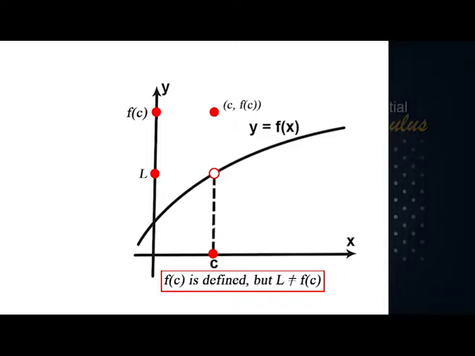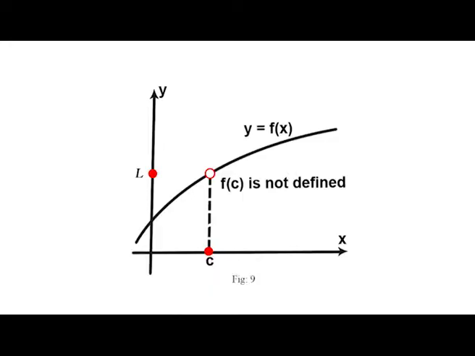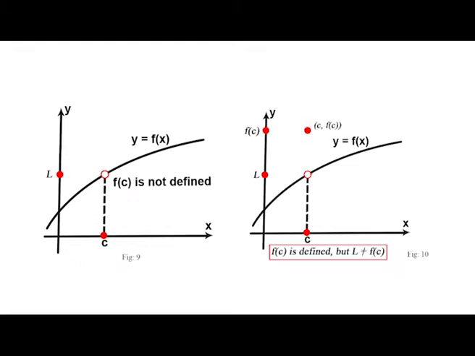More generally, a function f is said to have a removable discontinuity at c if limit of f(x) as x approaches c exists, but f is not continuous at x equal to c due to any one of the following reasons. Either f is not defined at c as in figure 9, or because f(c) differs from the value of the limit as in figure 10. The terminology removable discontinuity is appropriate because a removable discontinuity of a function f at x equal to c can be removed by redefining the value of f appropriately at x equal to c.